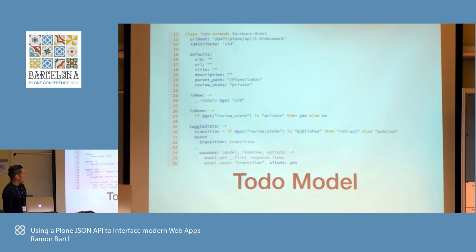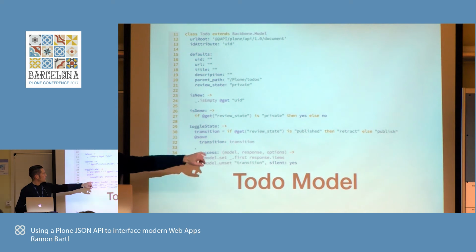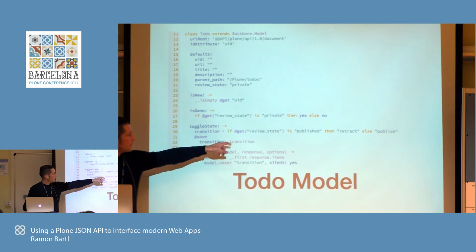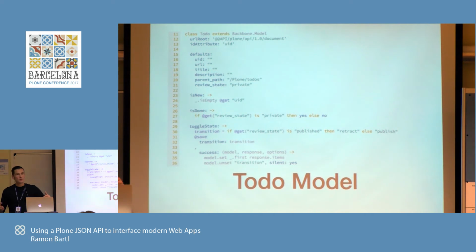I'm able to have a toggle state which will do an HTTP post to this document resource and pass in a transition. And the transition comes from here. So if it is private, we say, okay, it needs to be published. If it is already published, I think I make it private again. So that is the functionality where you can mark a to-do as, okay, this is done.